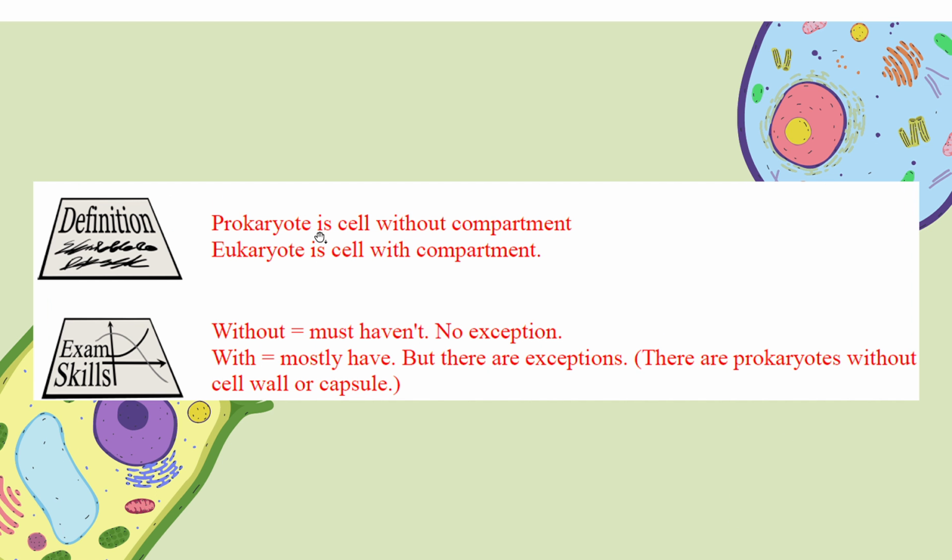And prokaryote, always remember, is without compartment. Eukaryote is with compartment. Without is a strong word, it must be absent. With means can have, and mostly have, but if they don't have it, it's still okay. There can be exceptions. For example, one prokaryote has no cell wall or capsule. Be careful about this with and without. Without is absolute. With is can be or not.